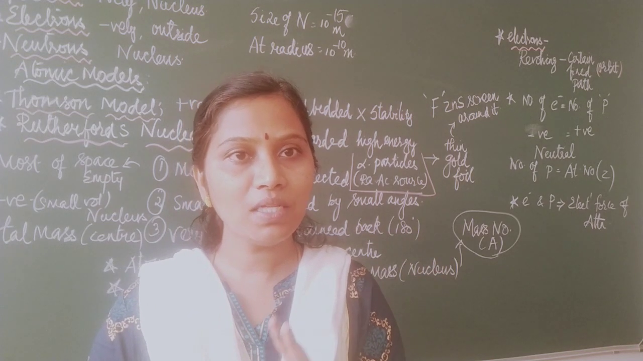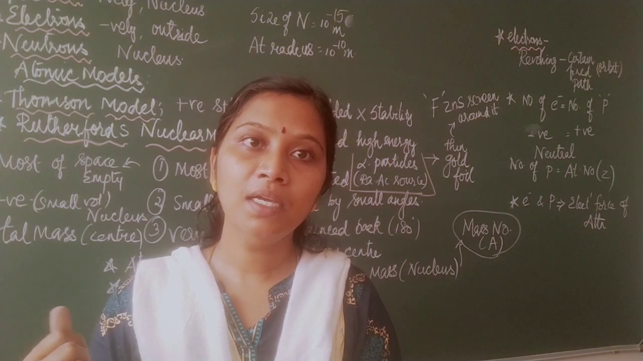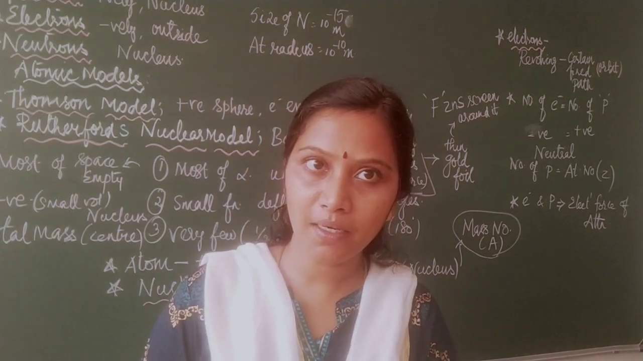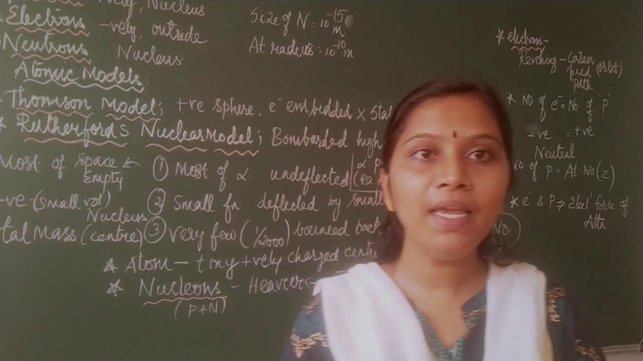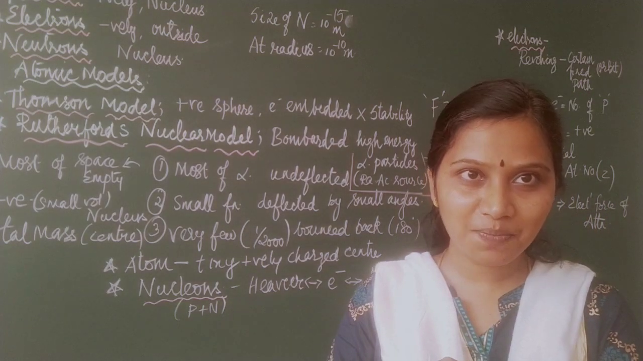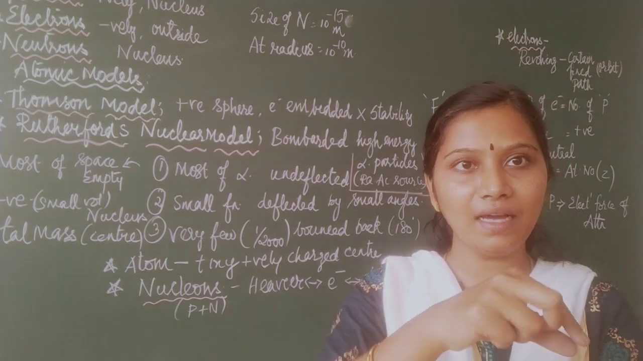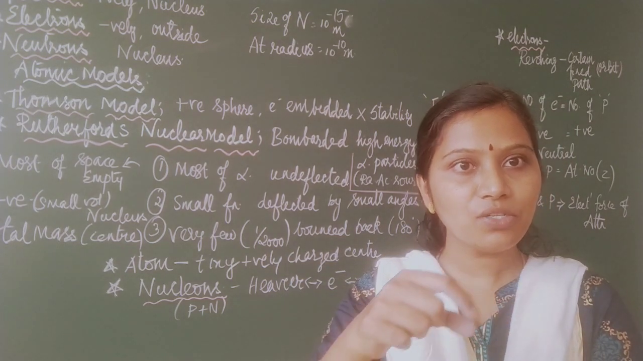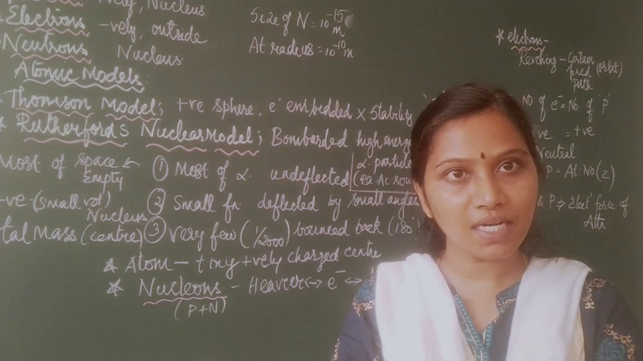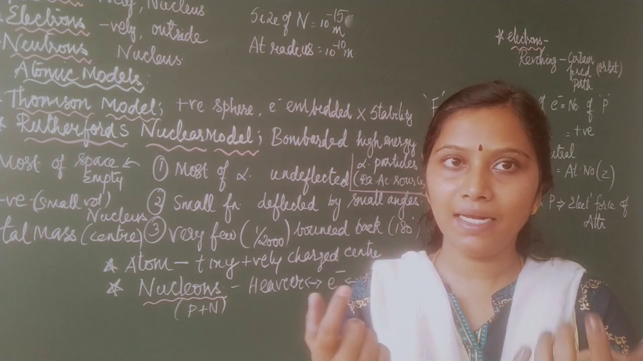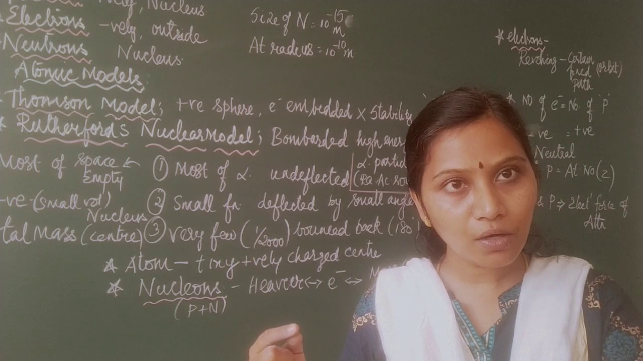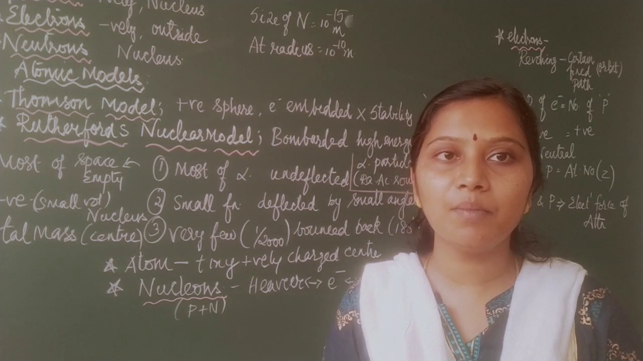Two atomic models we have seen. Thomson's atomic model shows that the atom is a positively charged sphere with electrons embedded in it, like seeds embedded in a watermelon. The pink part is the positively charged sphere, and the seeds are the electrons. Moving to the second model, the Rutherford model: what was the drawback of the Thomson model? It didn't explain the stability of the atom.